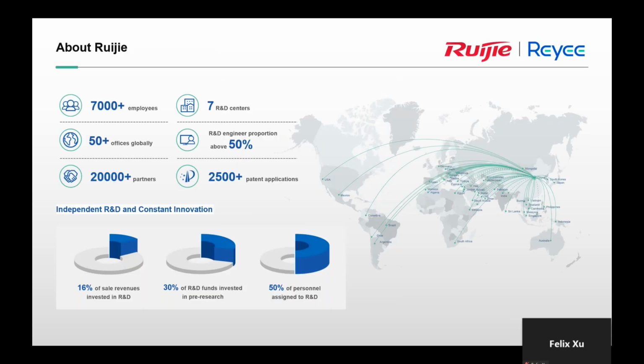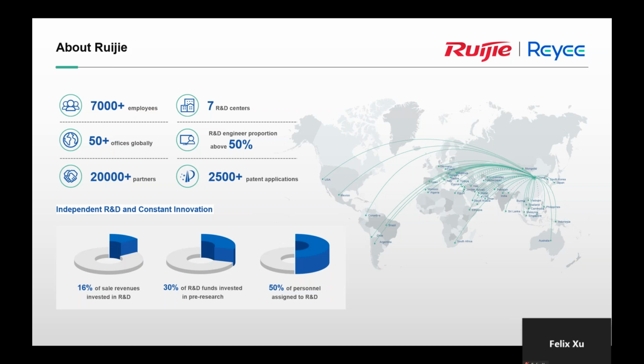Ruijie Company was founded in 2000 with 22 years of experience in the network sector. Now we have more than 7,000 colleagues and 20,000 partners in more than 15 countries. Why is Ruijie a leading ICT solution provider? In this chat, you can find a reason.